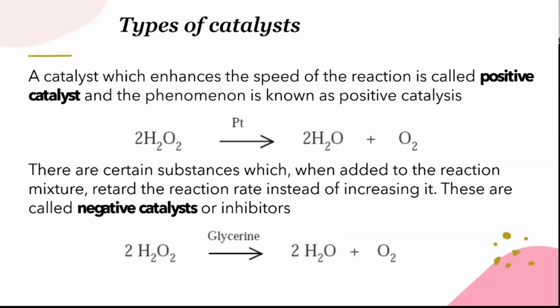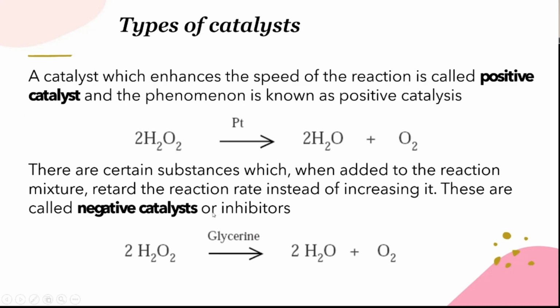Types of catalyst. There are 2 types: positive catalyst and negative catalyst. A positive catalyst will enhance the speed of the reaction. A negative catalyst is going to retard the reaction rate, to decrease the reaction rate. It is also called an inhibitor. For example, in the decomposition of hydrogen peroxide, to enhance the rate, we use a platinum catalyst. To decrease the rate, we use glycerine as a catalyst. Same reaction, but we change the catalyst. One acts as a positive, another acts as a negative catalyst.